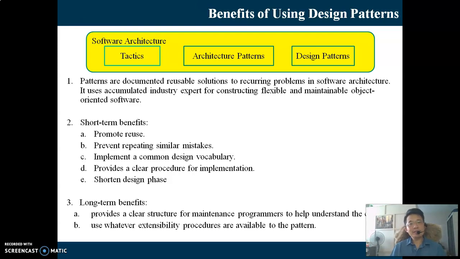When everybody is using the same design pattern, they can converse using the same design vocabulary. This will provide a clear procedure for implementation of future software systems. And through reuse and clearer communication, a design phase can be shortened.